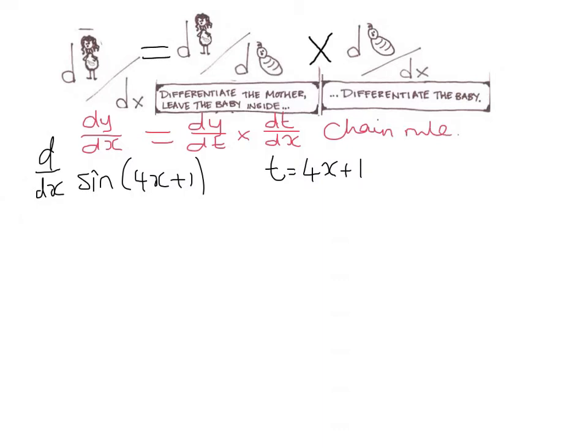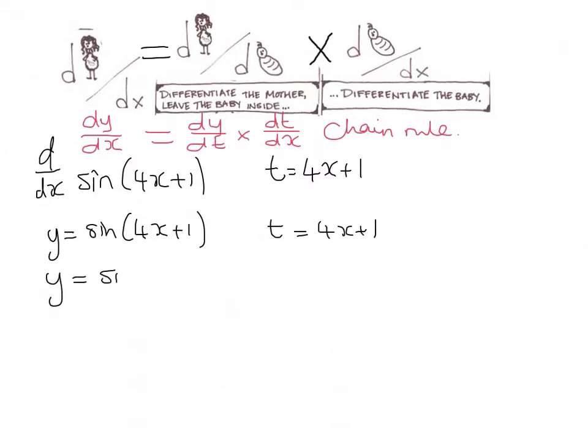And this is what it would look like if we did it really properly. We would start by saying y equals sine of 4x plus 1. Then we would define our t, our baby, to be 4x plus 1, and we would rewrite this as y equals sine t. Then we would differentiate y with respect to t to get this part of the equation here, dy by dt. So dy by dx is dy by dt, dt by dx. So we need these two ingredients here. We would differentiate y, dy by dt, which is cos t.